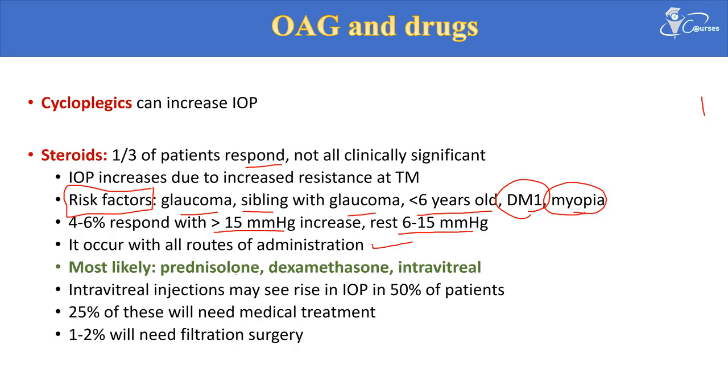Intravitreal injection will show increase in the intraocular pressure in up to 50% of patients, and 25% of these will need medical treatment, and around 1 to 2% will need filtration surgery.